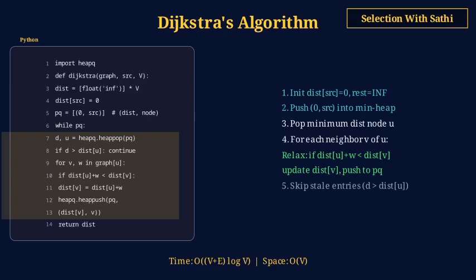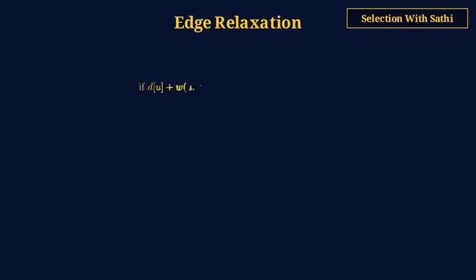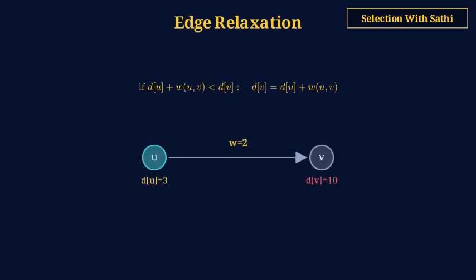The greedy insight: when we pop a node, its distance is already the shortest. Why? Because all shorter paths have already been processed. Stale entries are handled lazily. When we pop a distance larger than the current best, we simply skip it. Edge relaxation is the core operation.